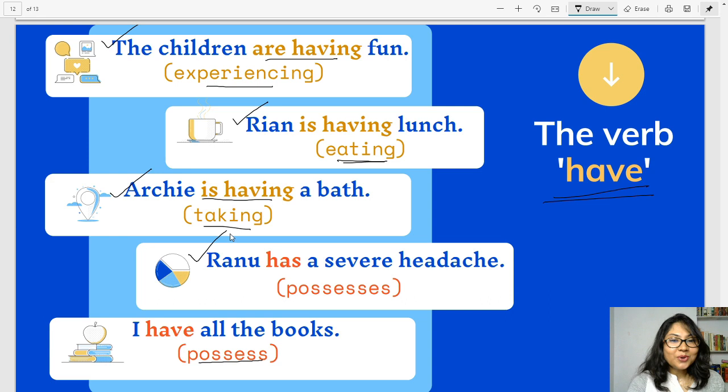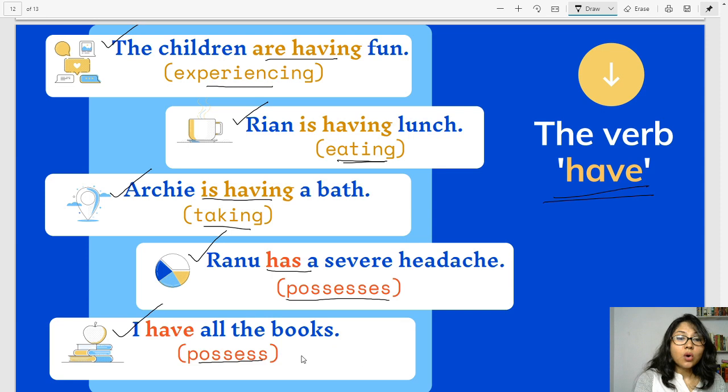Now, Ranu has a severe headache. So over here, has in simple present means she possesses. Right now I have a headache. I have a headache right now in my head. Okay, I am not eating a headache. I have a headache in my head. This headache now belongs to me. It's like I have a headache in my head right now.